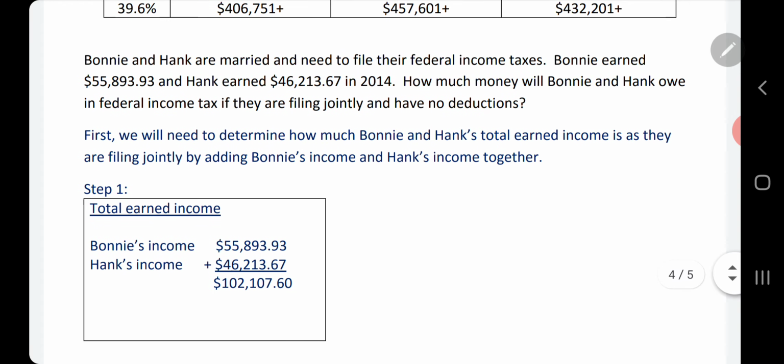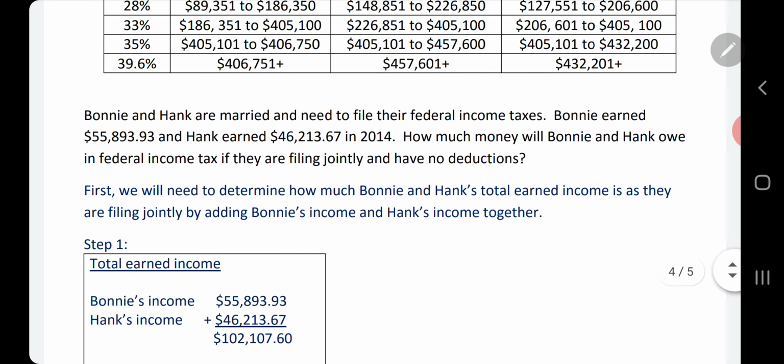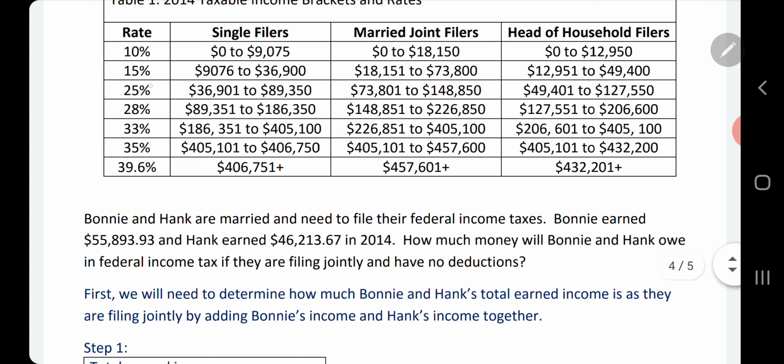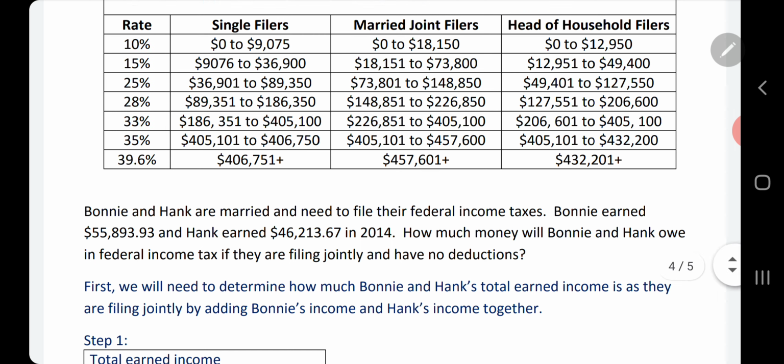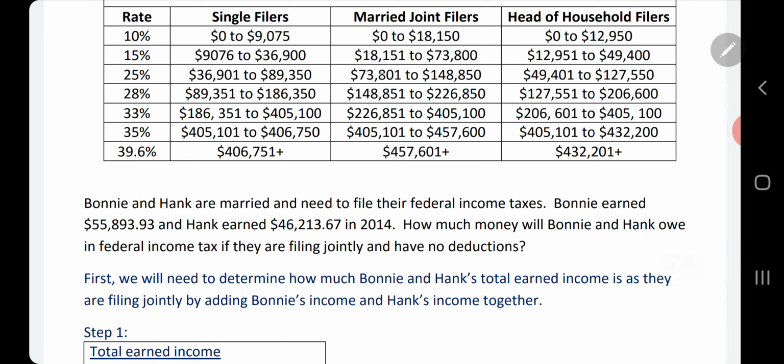So of course, we'll just add it up together, Bonnie's income plus Hank's income, and we come up with $102,107.60. Okay, so according to the bracket, we're going to go all the way to the 25% rate, between $72,801 to $148,850, because the number $102,107 falls between those two numbers right there.